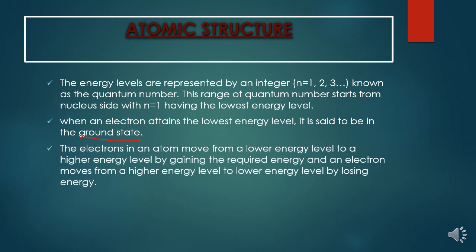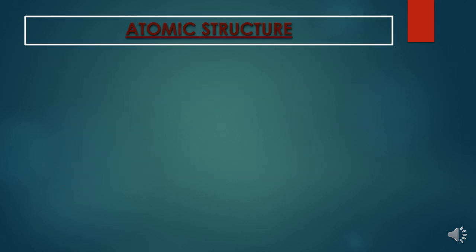And an electron can move from one shell to the other if it gains energy or loses energy. The electron gains energy only when it is moving from a lower energy level to a higher energy level, and it loses energy if it is moving from a higher energy level to a lower energy level. That is how it loses energy, and the energy will be negative.